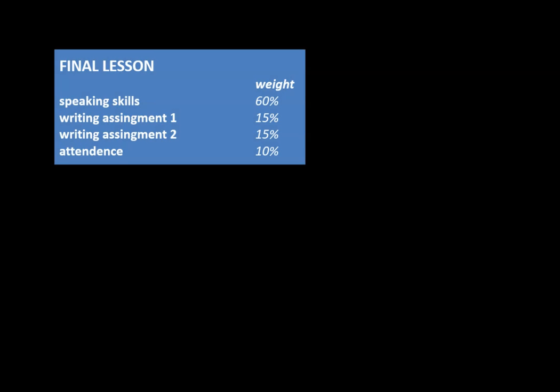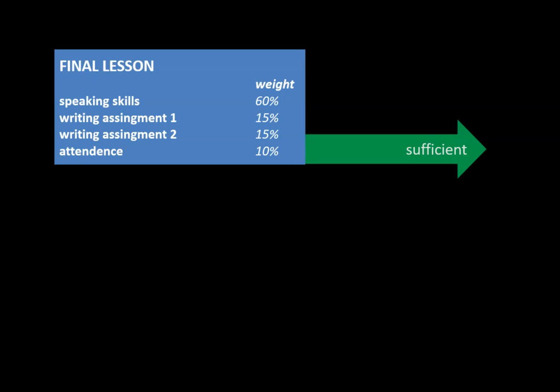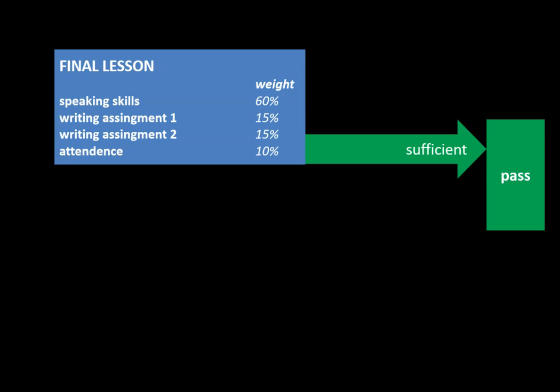Finally, let's look at the examination. At the final lesson, the teachers will look at your course results. Speaking skills count for 60% of the result and should be at least sufficient. Both writing assignments count for 15% each and should be sufficient too. Attendance counts for 10%. If the total of all these aspects is sufficient, then you pass.